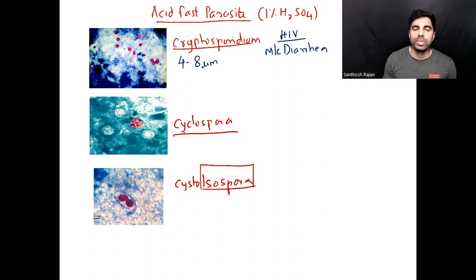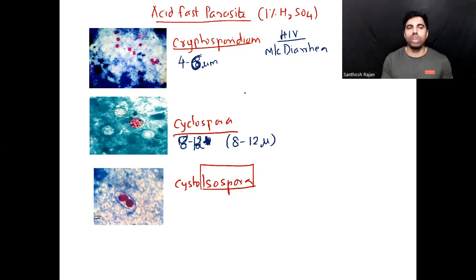After that comes Cyclospora. Actually, I would say 4 to 6 micron is the exact value for Cryptosporidium, and for Cyclospora, 8 to 12 micron is the right size. Let me write it again: 8 to 12 micron. This is 4 to 6. In some books it's mentioned 4 to 8, so don't confuse, go with this range only. 4 to 6 is easy to remember.